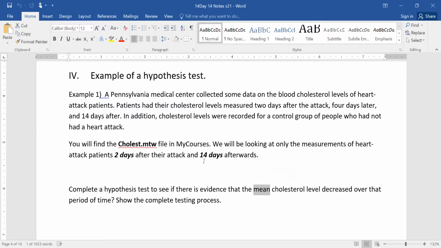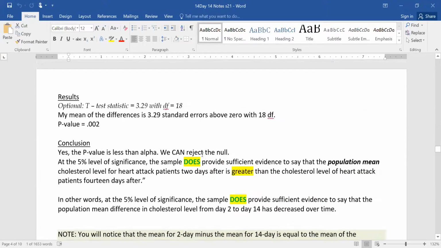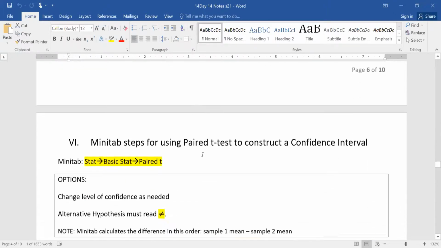If I'm looking at a testing process here and I want to know if it's decreased, you're going to look at the same idea as a CI. If group 1 was 2 day and group 2 is 14 day, we're looking for it to be positive because it would be a larger number minus a smaller number. So that would mean the mu D is greater than 0. I just want you to see that idea that we have there. So this is their testing process. I wanted to really do a CI, so I wanted to see if I have a CI in here.